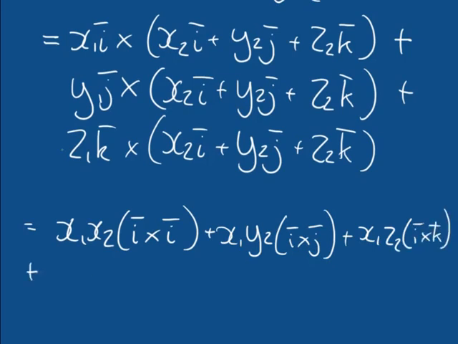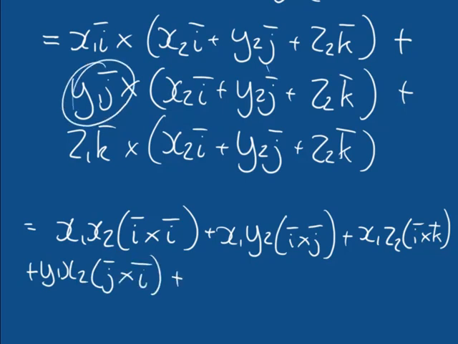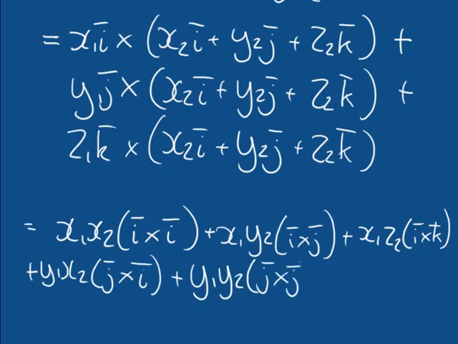Then we can add to that y1j crossed with x2i. That's going to give me y1, x2, j crossed with i. I can add to that y1j crossed with y2j. That's going to give me y1, y2, j crossed with j. Then I'm going to add to that y1j crossed with z2k. That's going to give me y1, z2, j crossed with k.